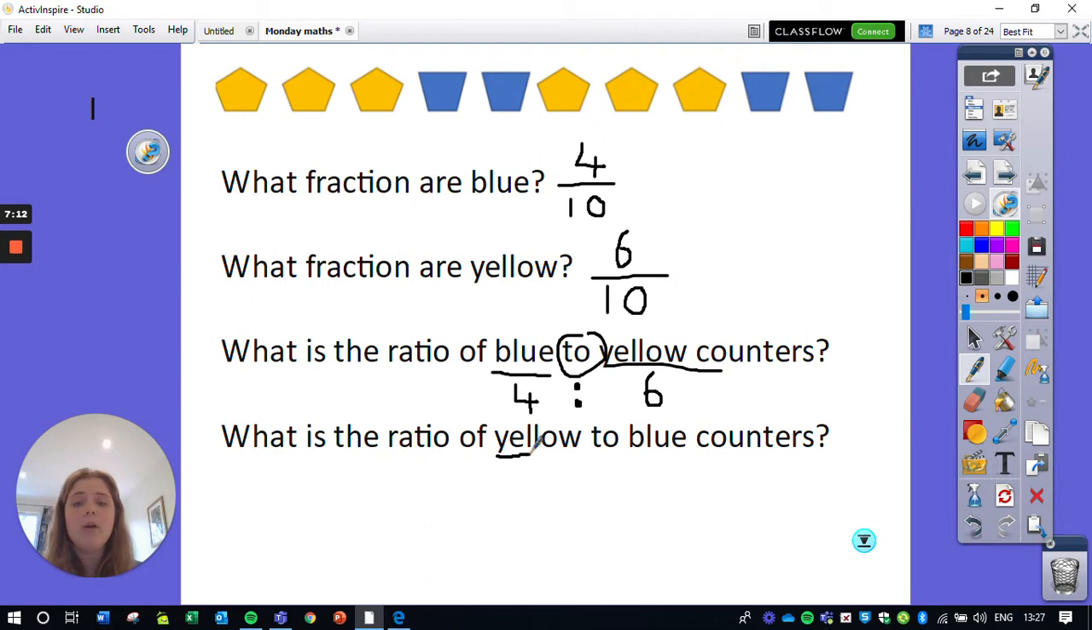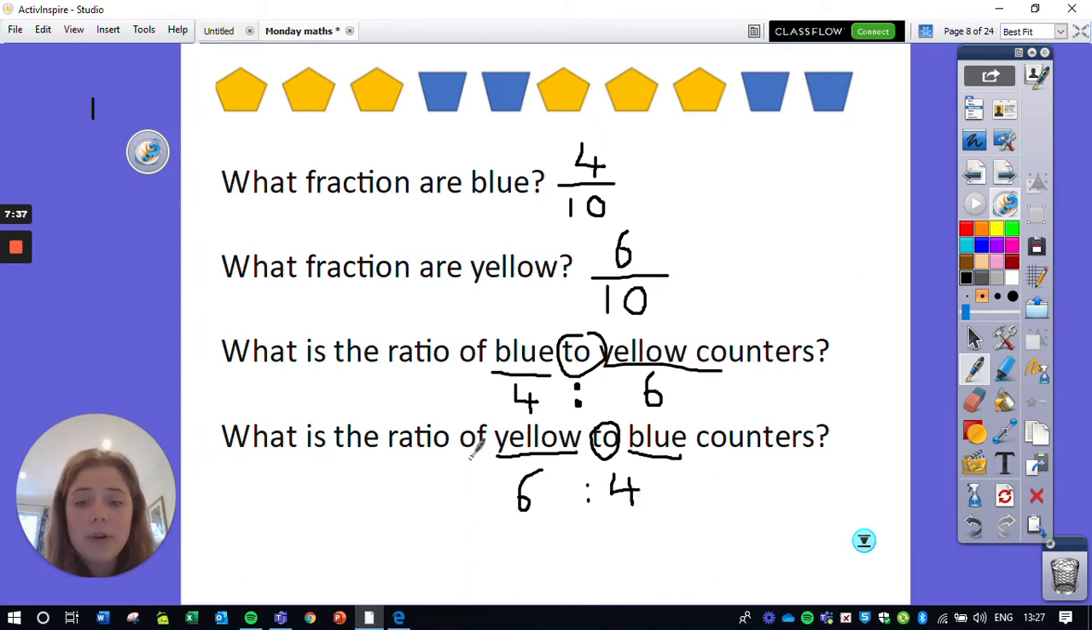If the question asks me what ratio is it from yellow to blue? If I was asked that question, it's a different answer. It's 6 yellow to every 4 blue. In ratio, it's essential that you get the order the correct way round. For example, if I was asking you to make a glass of squash and I said put in 1 part squash for every 3 parts water, if you did that the other way round, we'd have a very, very, very strong glass of squash.